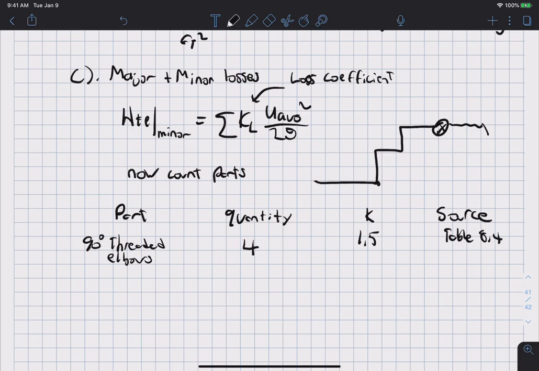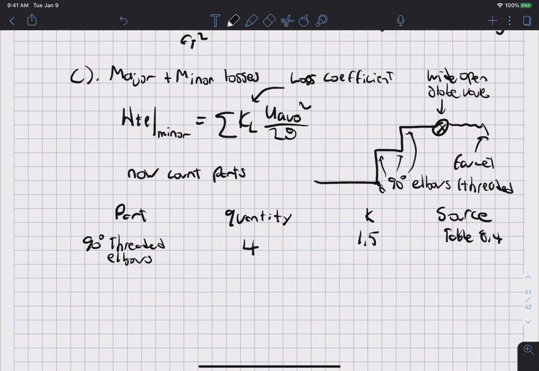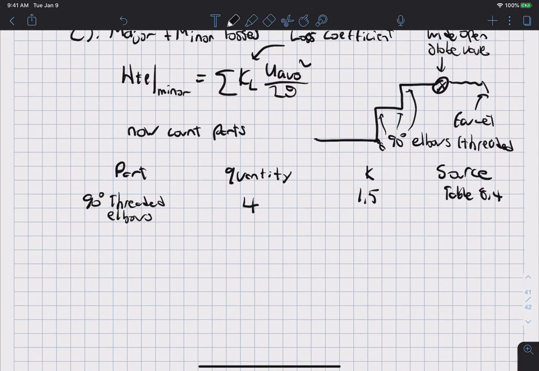Then above here, we have a wide open globe valve. And the faucet here, and 90-degree elbows, which are threaded. And so the second part is we have the wide open globe valve.